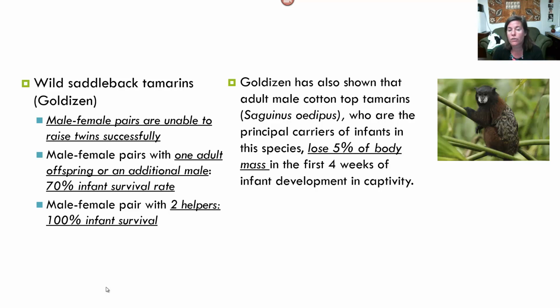Goldison also showed that adult male cotton-top tamarins, who are the principal carriers of infants in this species, lose as much as 5% of their body mass, 5% of body weight, in the first 4 weeks of infant development. 5%, and this is in captivity, where they're being fed regularly. Imagine what it must be like in the rainforest where they actually have to forage for their food. It's going to be much greater.